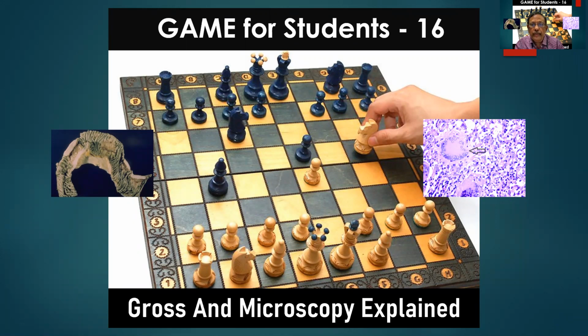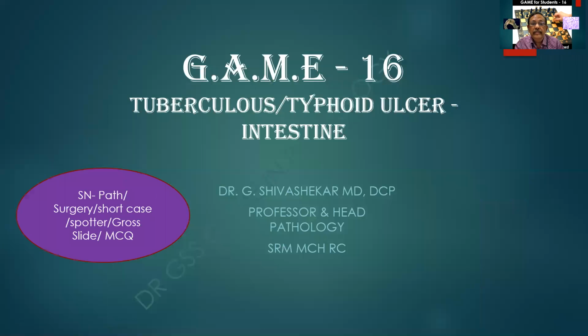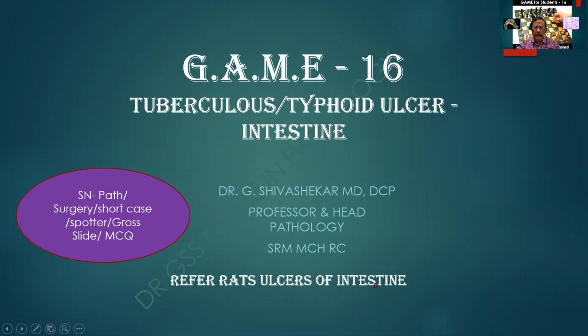Gross and microscopy explained. I am sure you people will be able to identify the two pictures on the screen. The lesion for the day will be tuberculosis and typhoid ulcers of the intestine. These can be kept as specimens for you people, and I have also given the other relevant importance within the enclosure. And this is the reference for you people in rats.